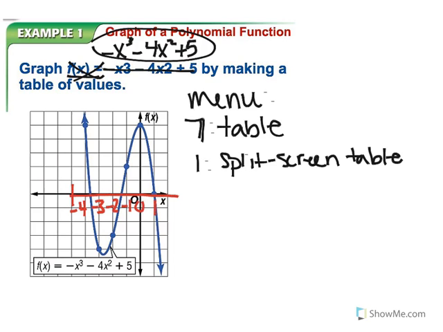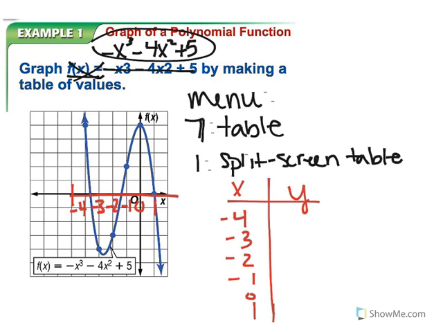So if you did actually have to make a table of values, these x values will give you a pretty good indication of what you need: -4, -3, -2, -1, 0, and 1. And if you look at your graphing calculator, you get these y values of 5, -4, -3, 2, 5, and 0.